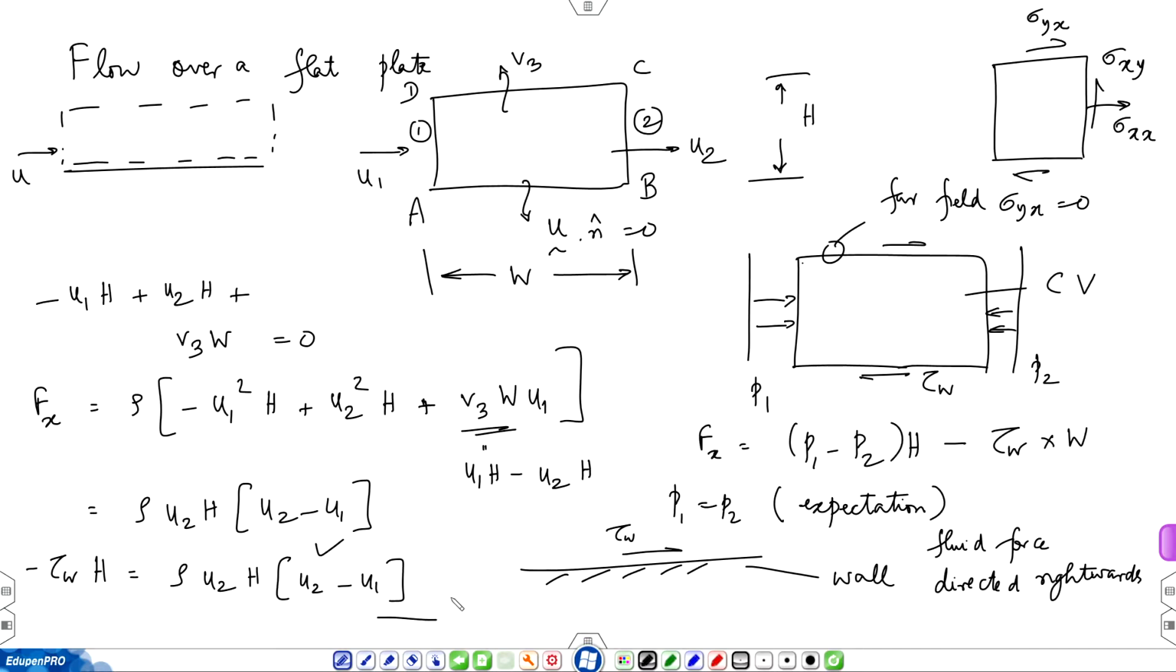It follows that u 2 will indeed be less than u 1. If u 2 is less than u 1, it will give you tau wall as positive, which means the direction of tau wall is as assumed, and you will have a force acting on the wall that is directed to the right.